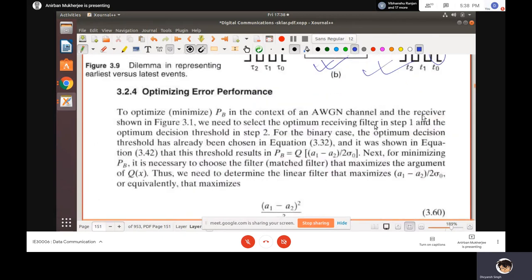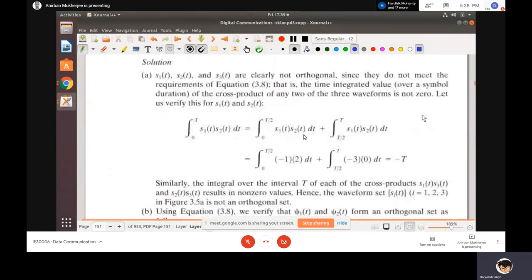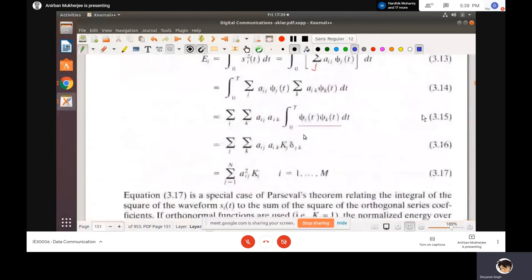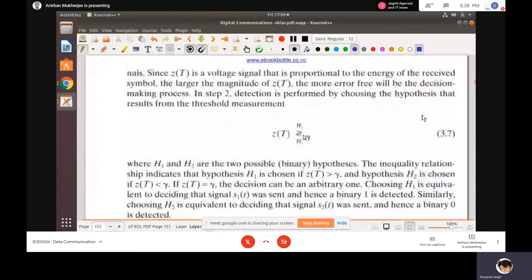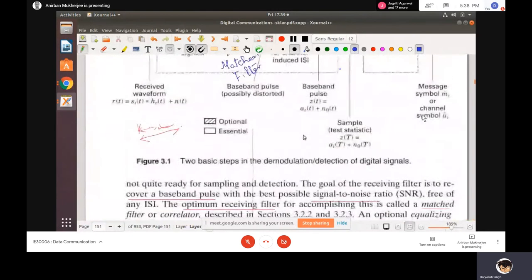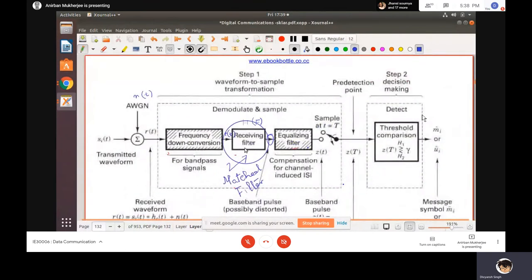Anyway, now let us talk about optimizing the error performance, that is, the probability of bit error, in the context of an additive white Gaussian noise channel. Okay, now let us talk about that. So till now we were discussing this matched filter, that means this receiving filter.